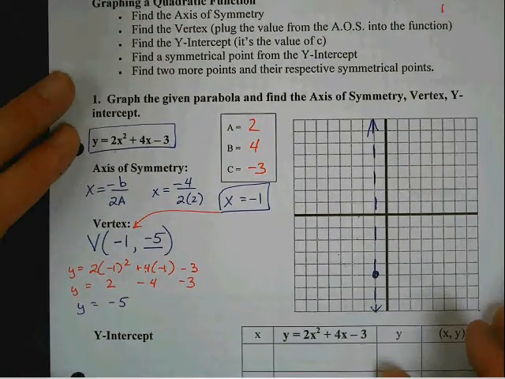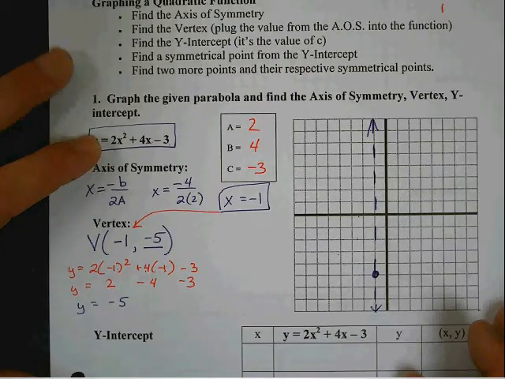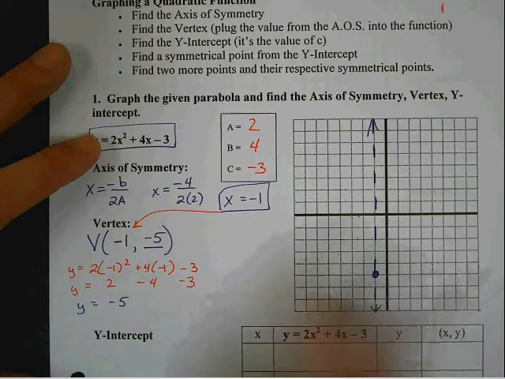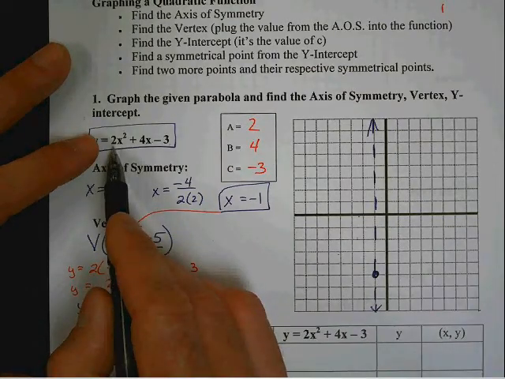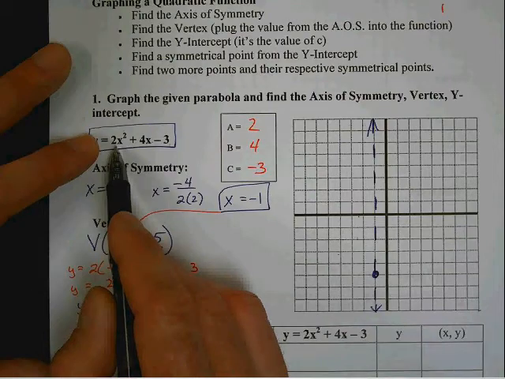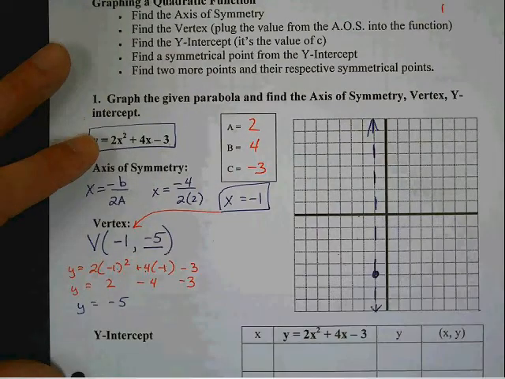Zach, question? How do you know it's going up? How do I know it's going up? Grace, can you come back and explain that? Yeah, that's right. It's because it's positive. If the number in front of the x squared is positive, it goes up. If the number in front of the x squared is negative, it goes down. Does that help? And that was kind of from yesterday, the idea of max and min.